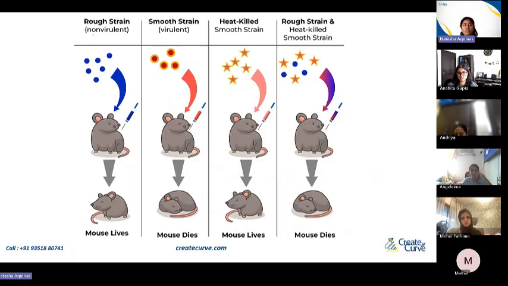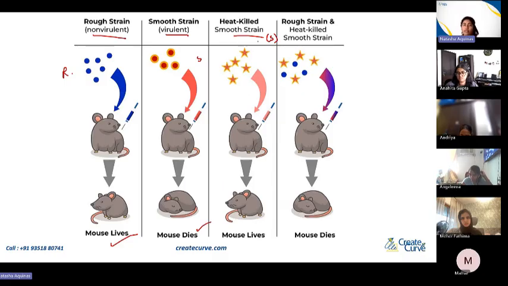The rough strain is non-virulent, the smooth strain is the virulent one. You can see the coating around it, right? The yellow coat is nothing but the polysaccharide coat. This is the heat-killed smooth strain. Just look at this. If you inject the rough strain, that is the R, into the mouse, it lives. If you inject the smooth strain, which is the S, the mouse dies.